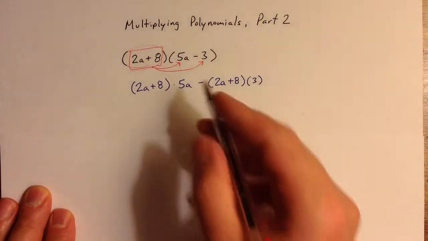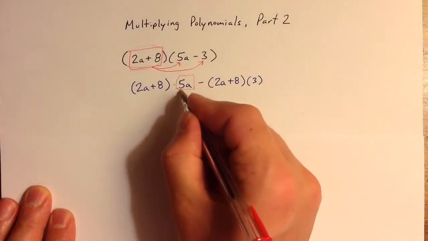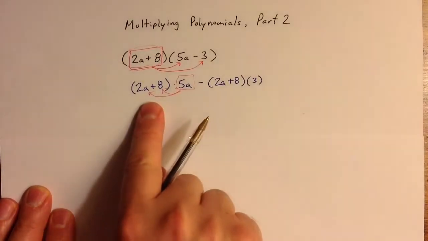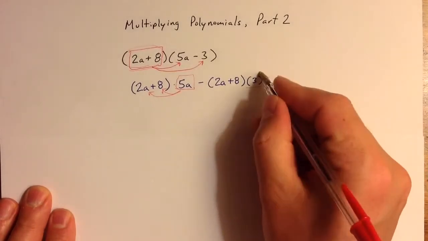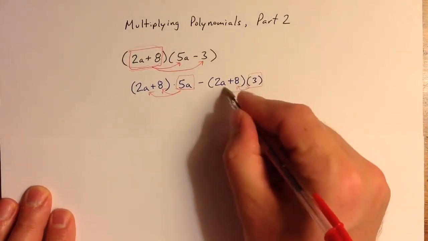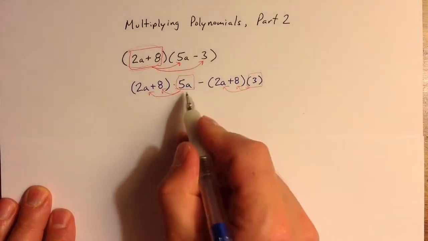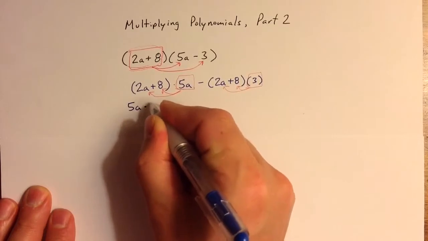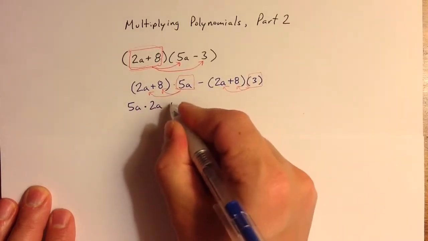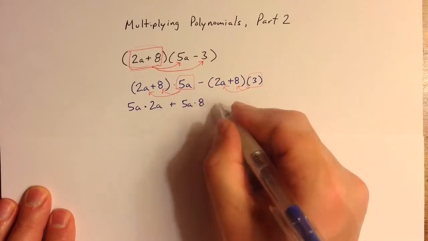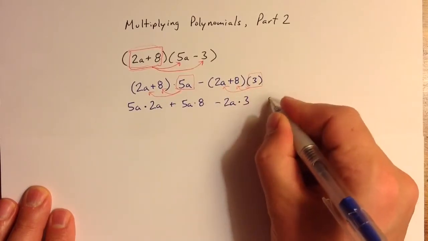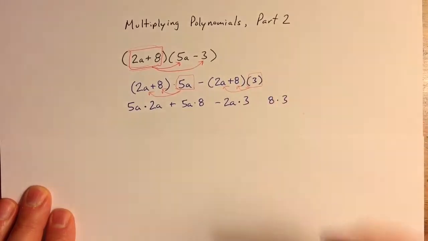But now we can distribute again. This time the 5a can distribute to each of the terms inside the polynomial 2a plus 8, and also the 3 can distribute to each of the terms here. So 5a times 2a, let me write that down bit by bit, 5a times 2a plus 5a times 8, and then I get a minus 2a times 3, and 8 times 3. I'm going to be a little bit careful here because of the negative sign.